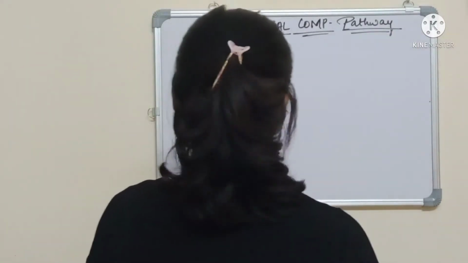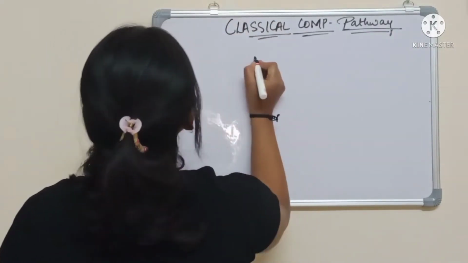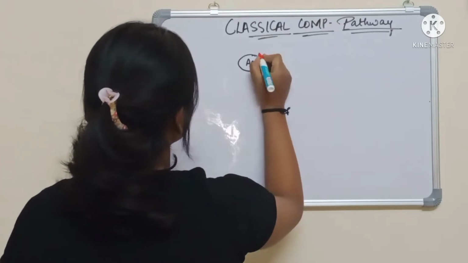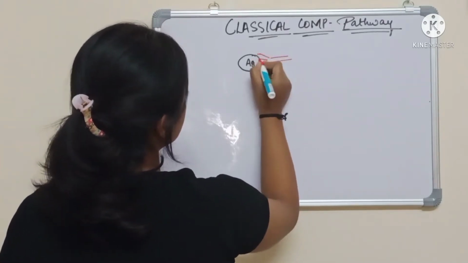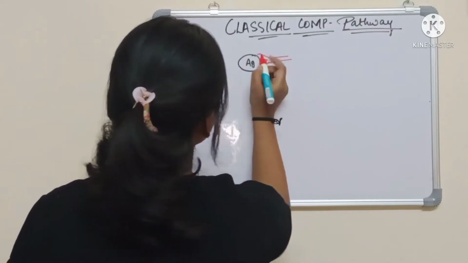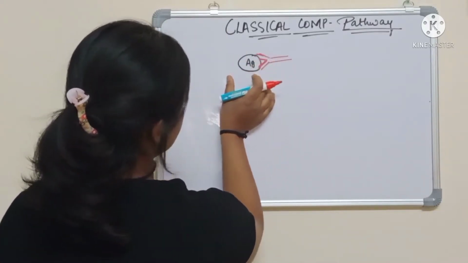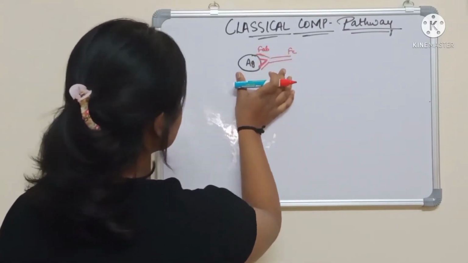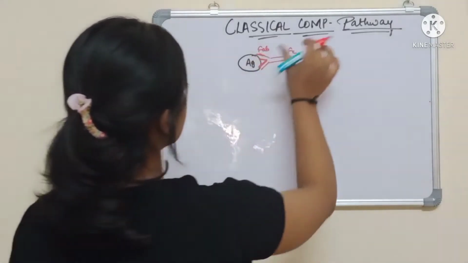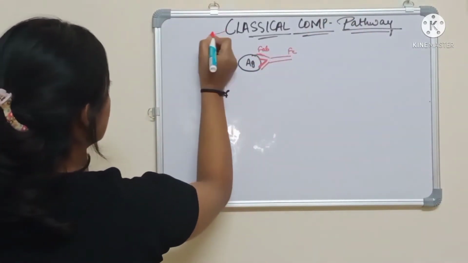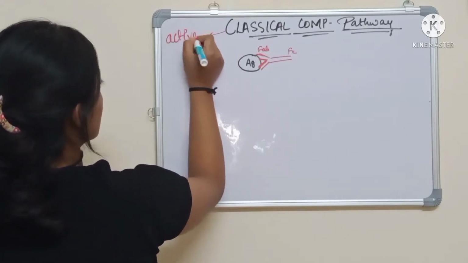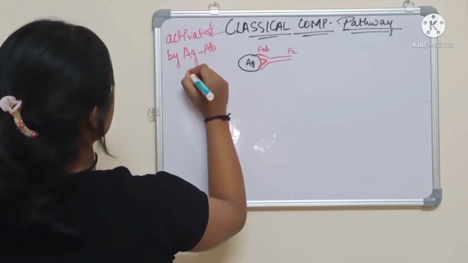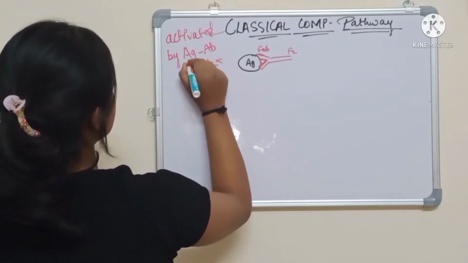So let's discuss this, okay? Suppose this is an antigen. This is the antibody. The Fab region of the antibody is bound to the antigen. This is the Fc region and this is the Fab region. So this antigen-antibody complex activates the classical complement pathway. It is activated by the antigen-antibody complex. So it is very important.